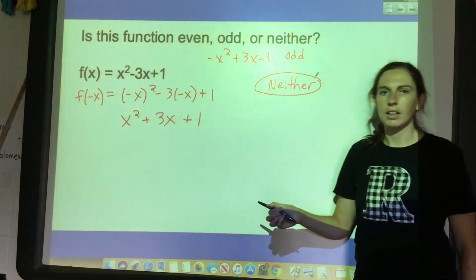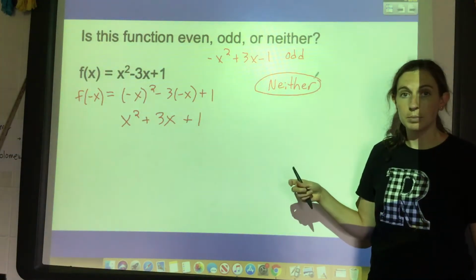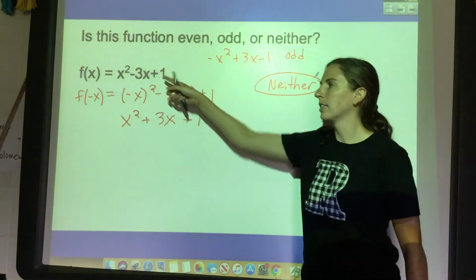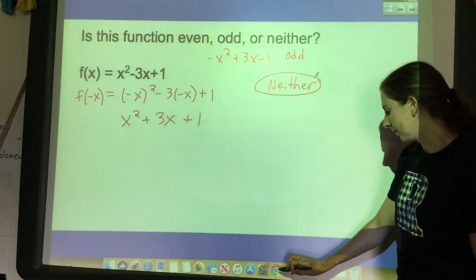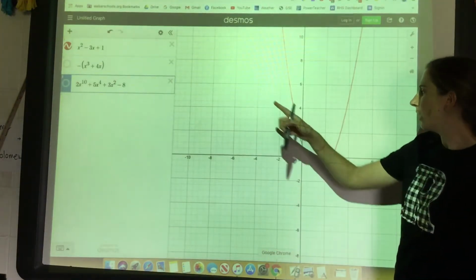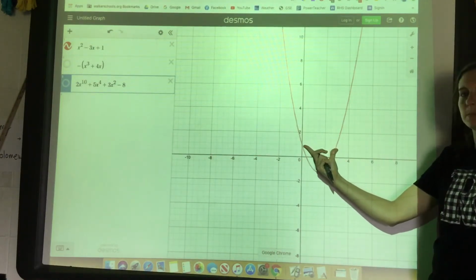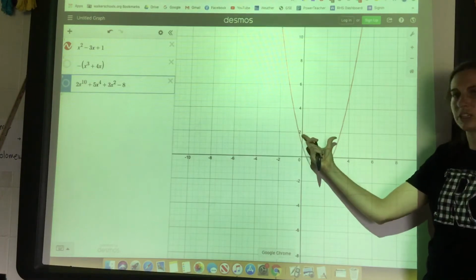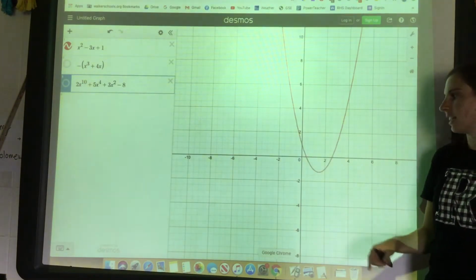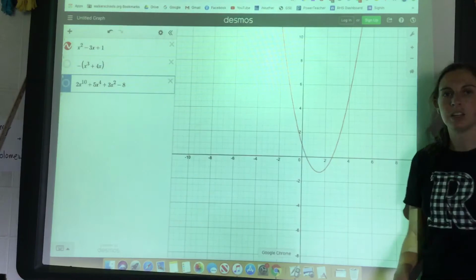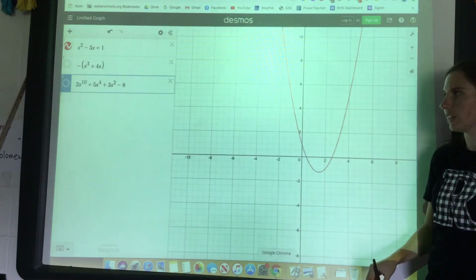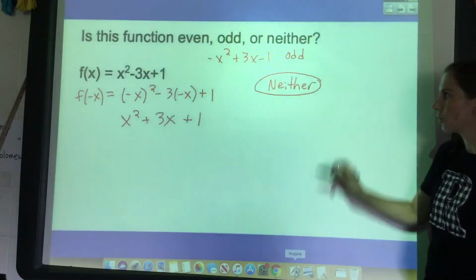If you don't want to work out these algebraically, you can just graph them as well, and let's check out the graph of this to see that it's a neither. So here is my graph on Desmos. Notice it is a parabola, it's got some symmetry, but it's not symmetric about the y-axis, and it's not symmetric about the origin, so it's neither odd nor even. Let's try another one.